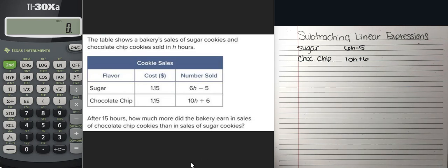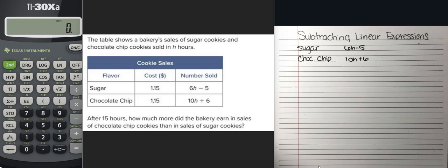All right, so we are now talking about another real world problem where we are going to be subtracting linear expressions. In this example, we have a table that shows a bakery's sales of sugar cookies and chocolate chip cookies that are sold in H number of hours. After 15 hours, how much more did the bakery earn in sales of chocolate chip cookies than in sales of sugar cookies? So this again is a subtraction problem.